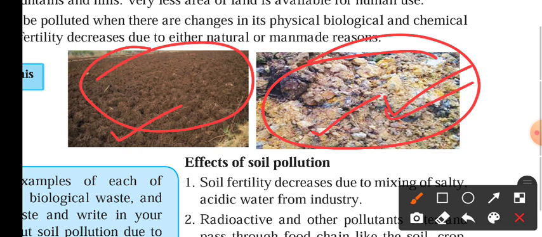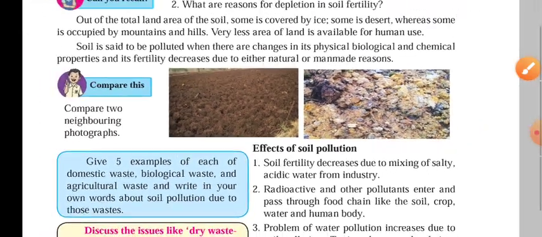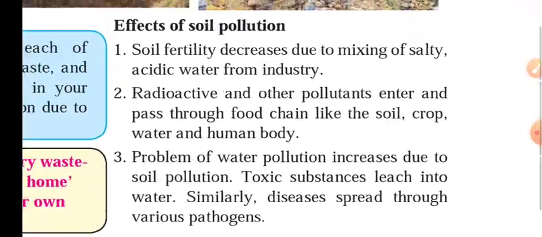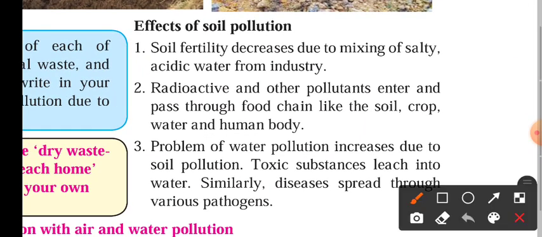pollution in the soil. Further, they have given the effects of soil pollution. Soil fertility decreases due to mixing of salty and acidic water from industry. Secondly, radioactive and other pollutants enter and pass through the food chain, like the soil, crop, water, and human body. Problems of water pollution increase due to soil pollution, as toxic substances leach into water. Similarly, diseases spread through various pathogens.